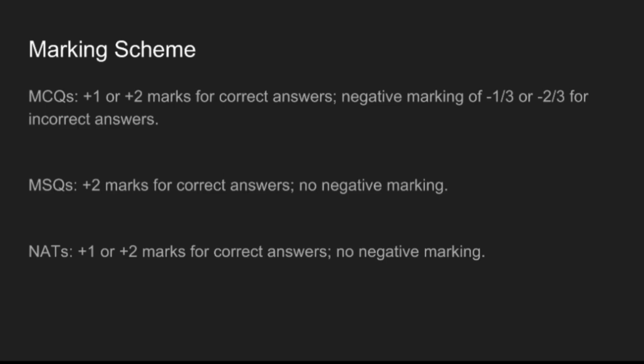Now MCQ would either give you 1 mark or 2 marks for the correct answer. And the negative marking would be 1/3 for your 1 mark question and 2/3 for your 2 marks question. MSQ would give you 2 marks for the correct answers and there would be no negative marking for MSQ. Similarly, for your NATs, there would be no negative marking. It could either give you 1 mark or 2 marks depending upon the question. Okay, so that was all for the exam pattern of your GATE XL exam.